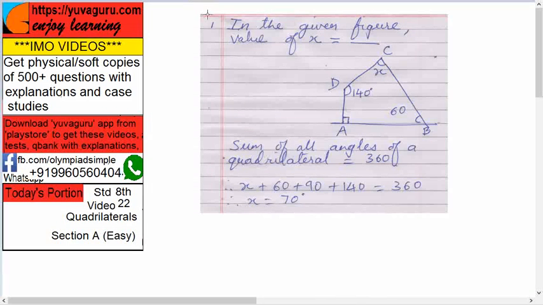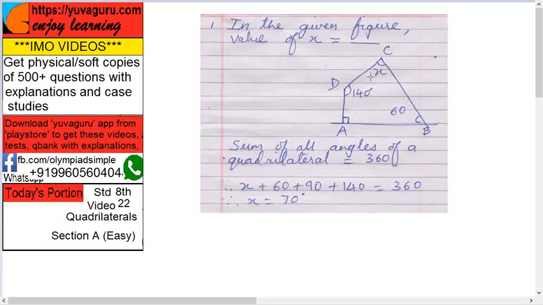Let's start. In the given figure, find the value of x. See, this is a figure. What is a figure? This is a quadrilateral. And always remember, what is a quadrilateral basically? A quadrilateral is a figure which has 4 sides and it is a closed figure. See here, it should be closed, that's important.